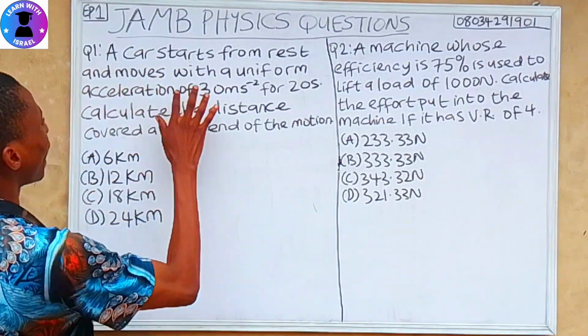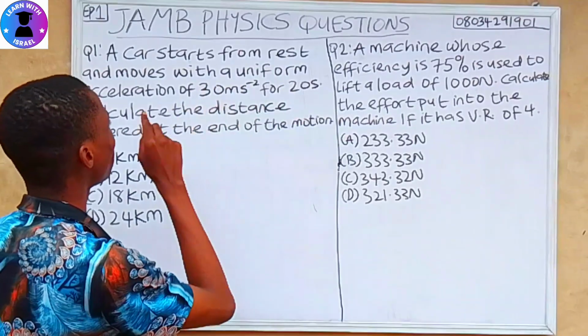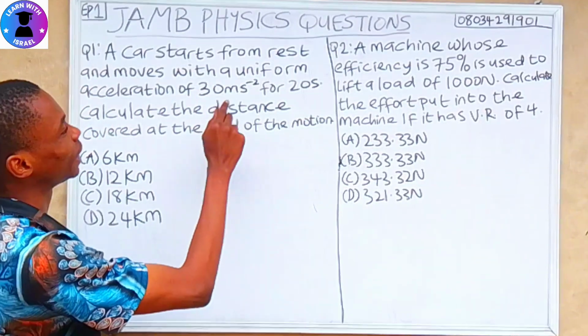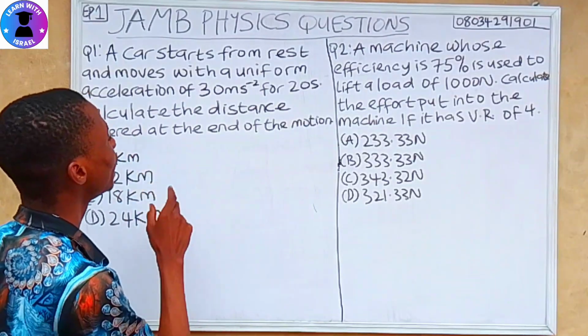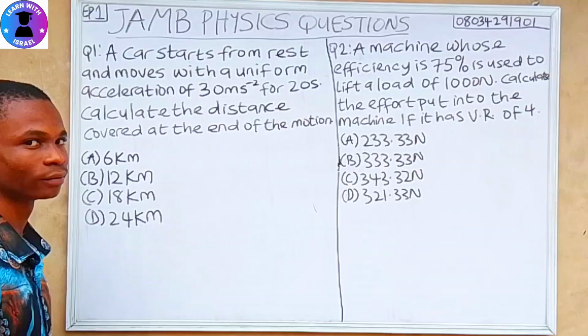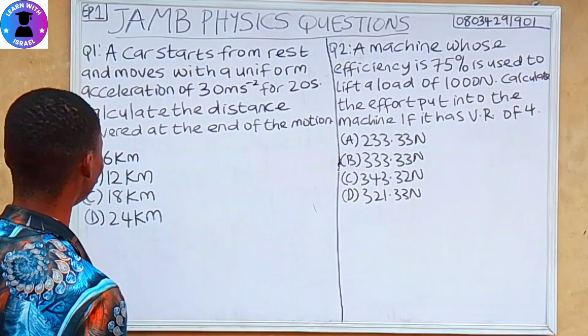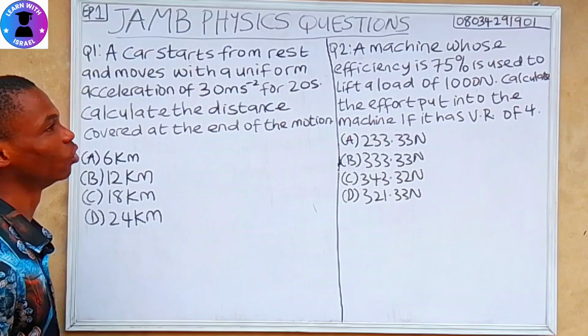Question 1. A car starts from rest and moves with a uniform acceleration of 30 meters per second square for 20 seconds. Calculate the distance covered at the end of the motion. A 6 km, B 12 km, C 18 km, D 24 km.